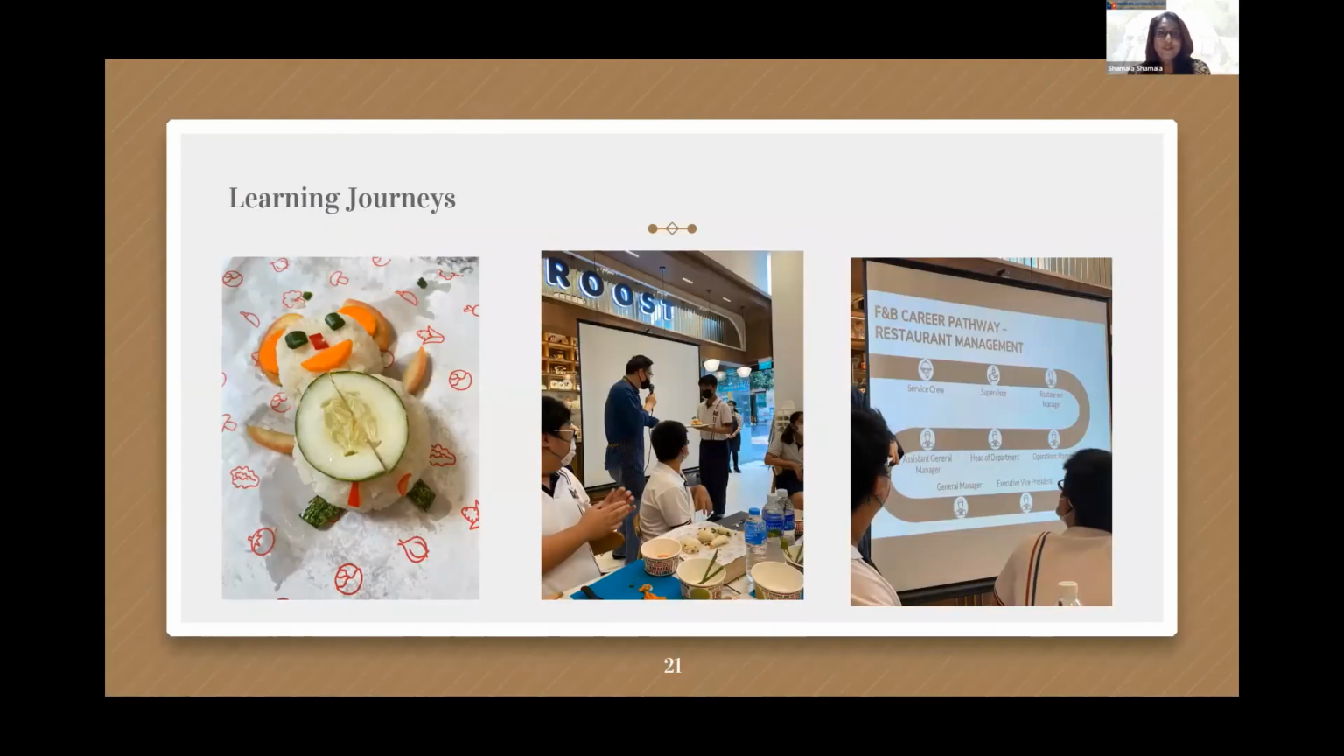Okay, let's move on to the learning journeys. Okay, these are pictures from our recent trip to the restaurant called Roost at Resorts World Sentosa. We were just there about 1 week ago. So basically, students were exposed to innovation, tenacity, and insights into the F&B industry. And very importantly, they found out a lot about the world's first automated poultry cooking machine called iCook. Students gave very positive feedback and they really enjoyed the 2 hour session in this restaurant.